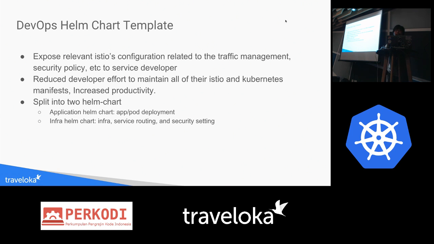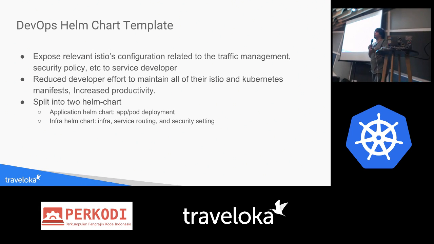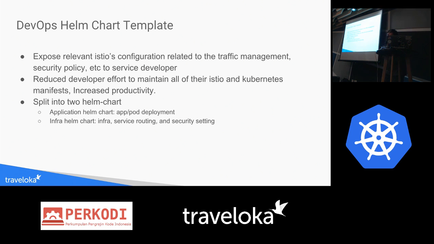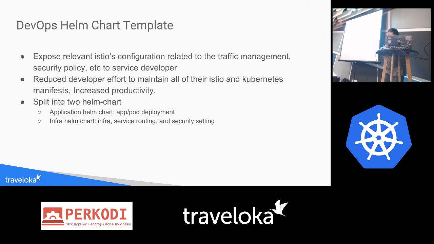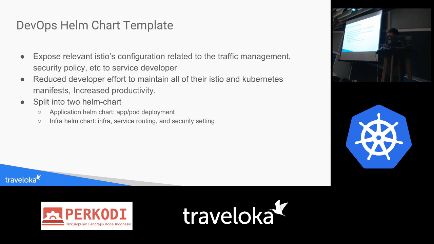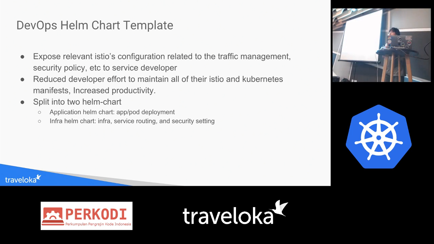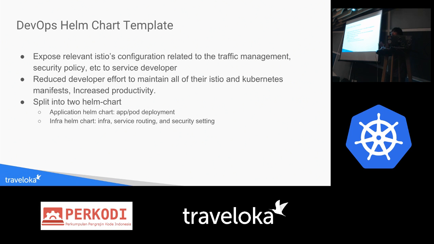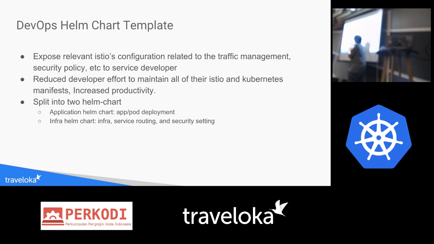So what we are doing right now is splitting the Helm chart into two different parts. The first one is the application Helm chart, related to how we deploy the application, how we limit the resources, and so on. The second Helm chart is about the infra deployment. By infra deployment we mean, for example, if you want to split the traffic into two services, we set it using another Helm chart. Or if you want to set mirroring, we use this Helm chart. So it handles service routing and security settings. How does it look?